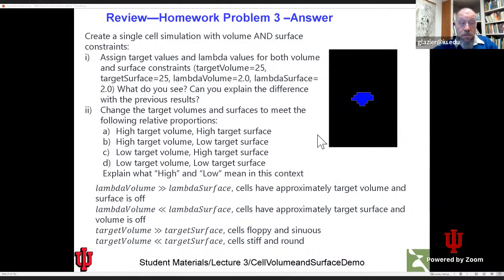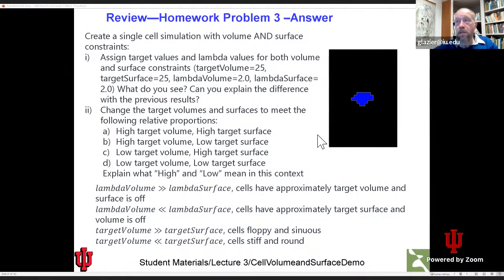The smallest possible surface area for that is 16. So within a target surface of 16 to 64, I can satisfy both constraints simultaneously. If I go outside that range, I can't. And so when I say high and low, that's what I'm talking about. Am I within those constraints? And if not, can I satisfy both simultaneously? And if not, which one is too big compared to the other?